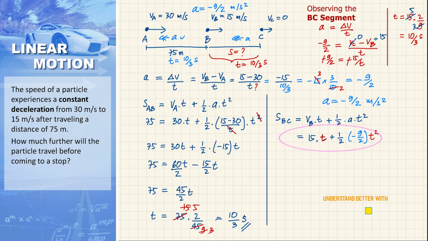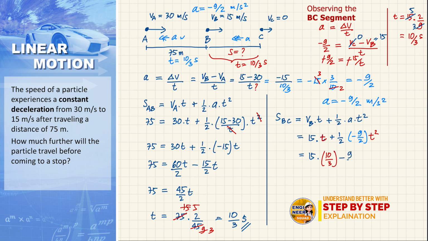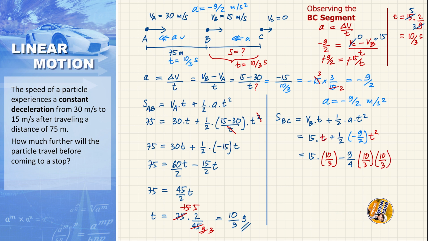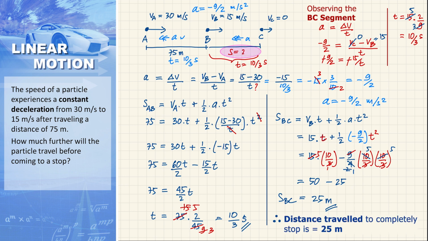This t value is used in the formula of SBC. We get the equation. Then, we calculate. We get 50 meters minus 25 meters. Therefore, the distance of BC is 25 meters. That concludes the discussion of this problem. We have determined the distance traveled until the particle stops at point C.